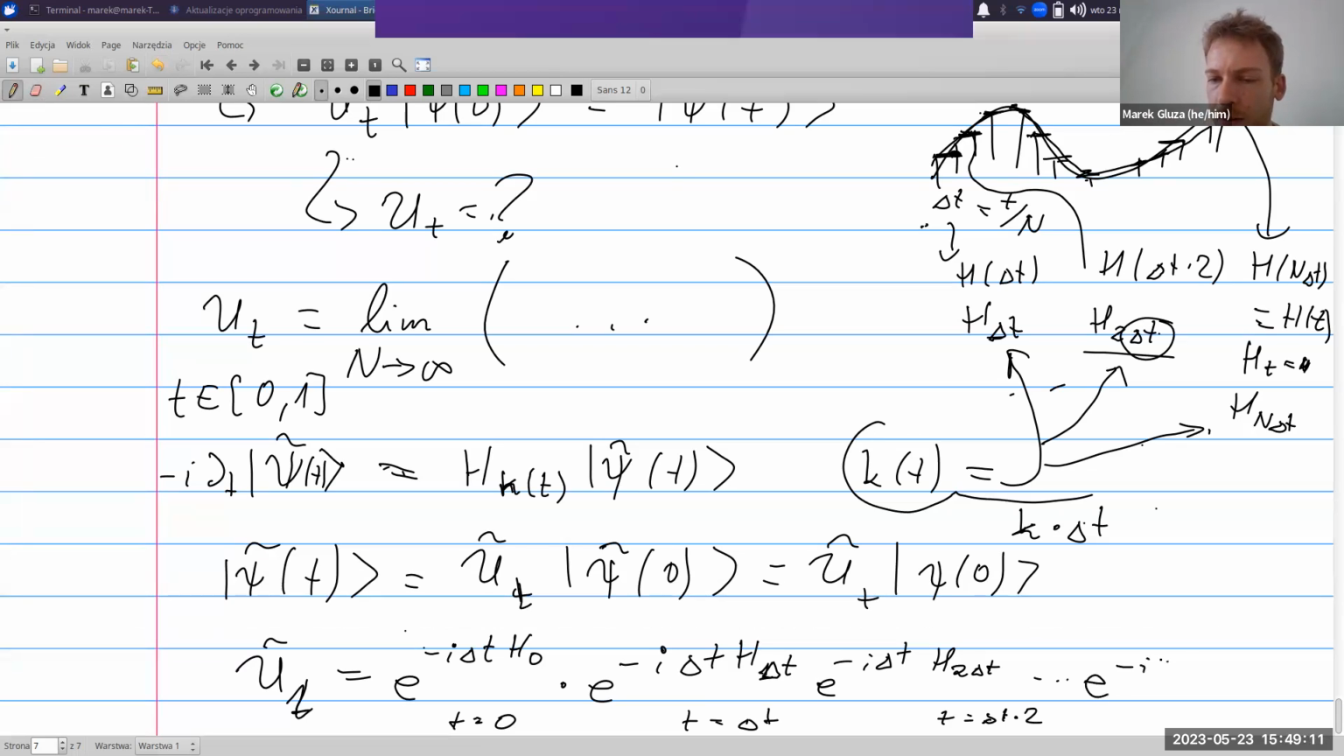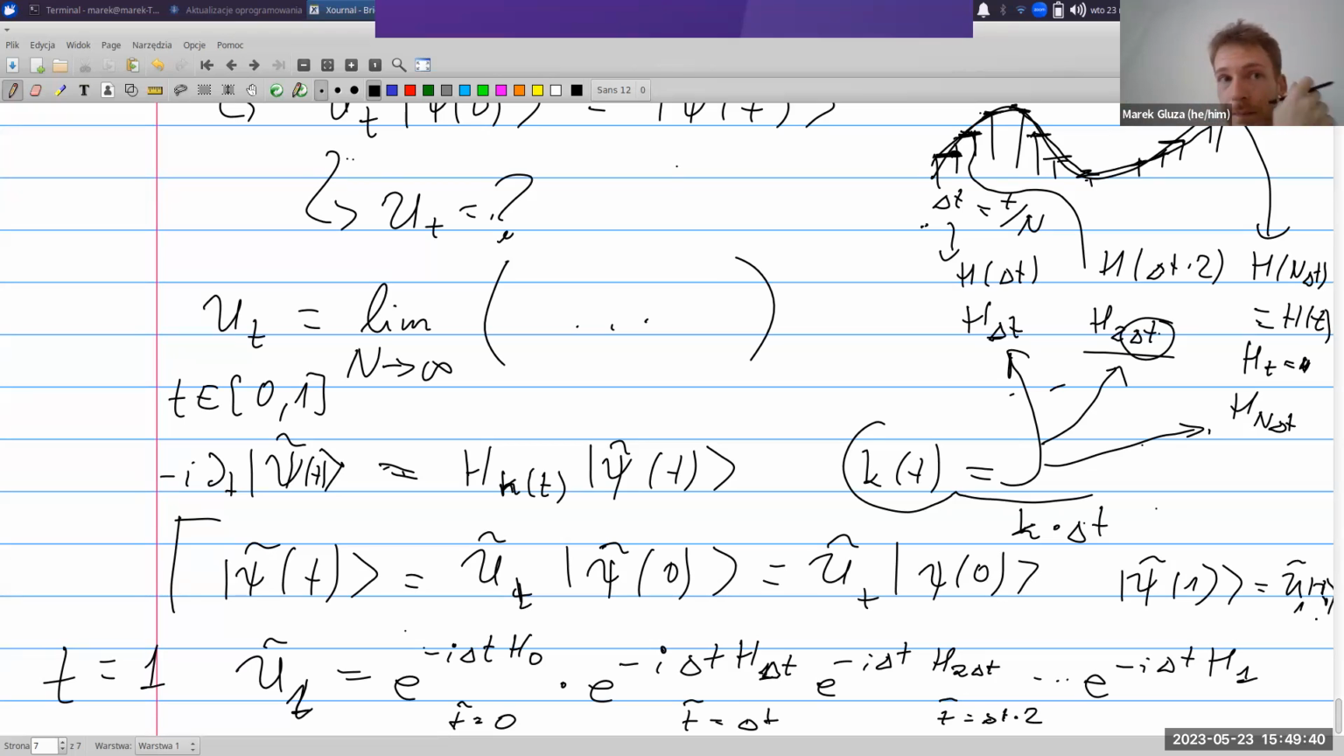E to the minus i delta t h, the final Hamiltonian, so at 1. So I will say t is equal to 1, and this is kind of this temporal time as we go from 0 until 1, as we are propagating when we are solving the equation on the way, right? So now my psi tilde of 1 will be this unitary U tilde of 1 applied to psi of 0. Okay.